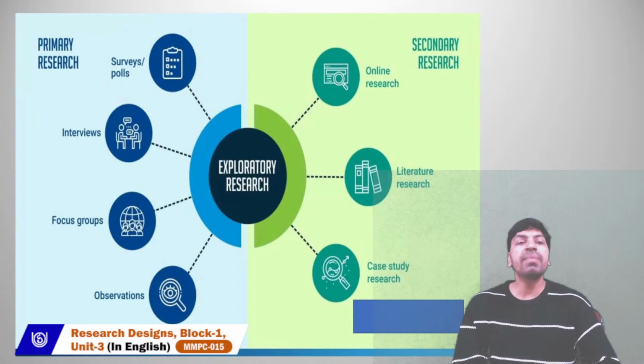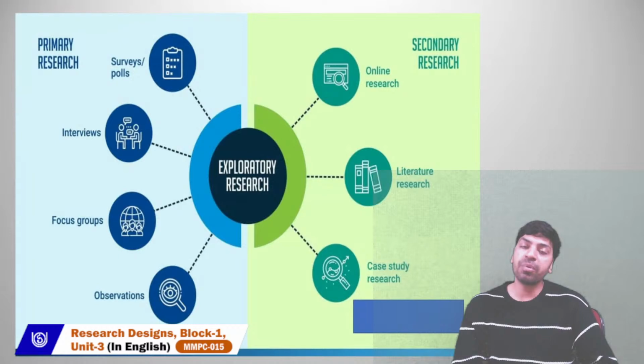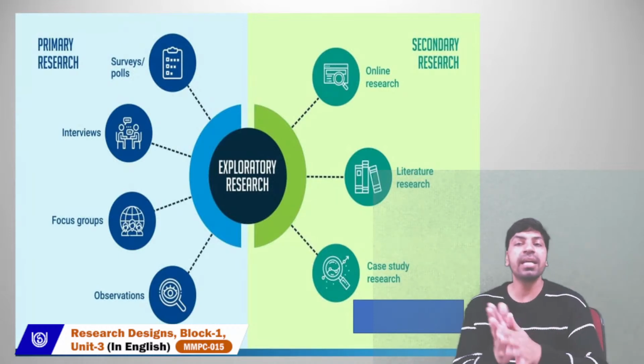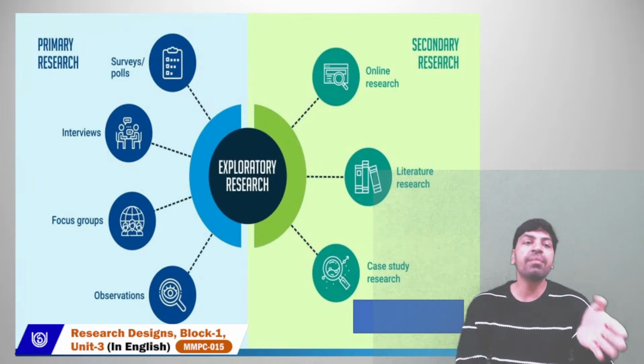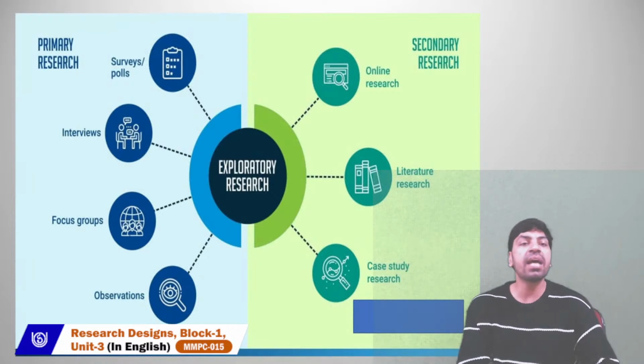So these are basically the methods or tools used under exploratory research design or studies: the primary research and the secondary research. You can look on the left side at the primary research. We can conduct surveys and polls.